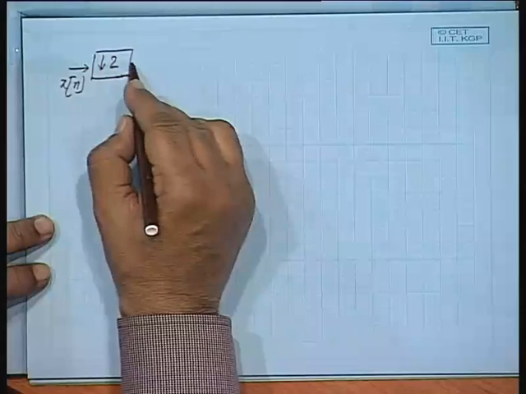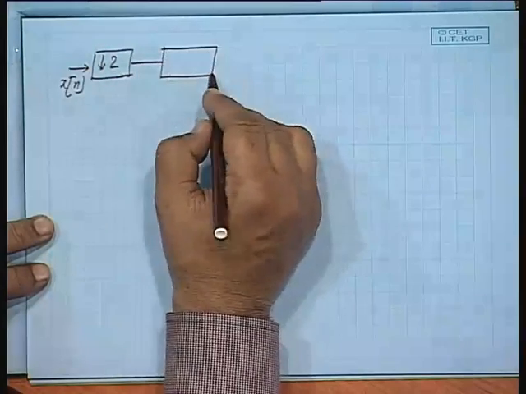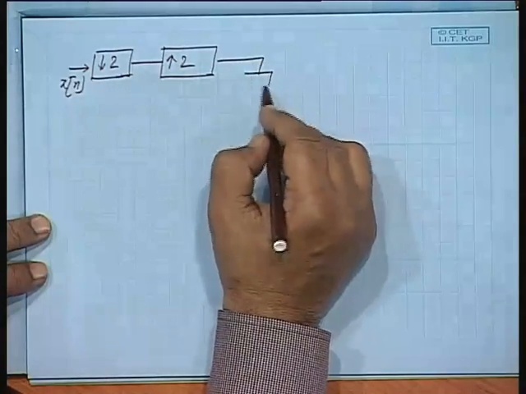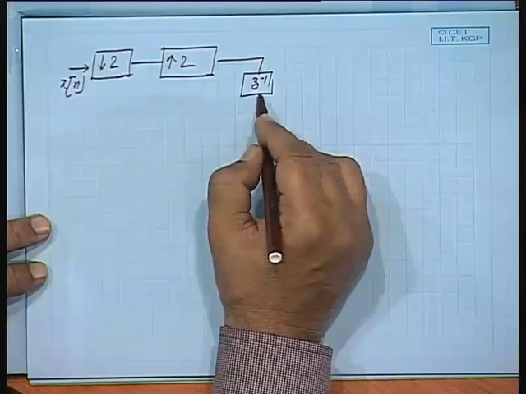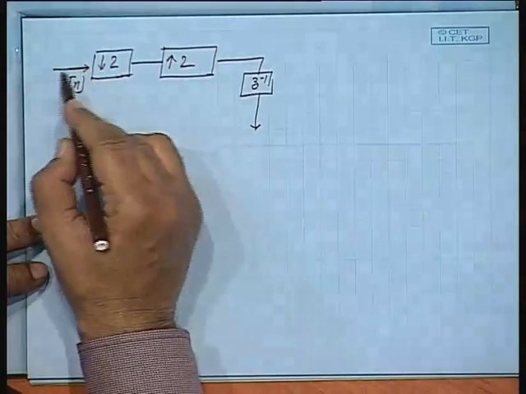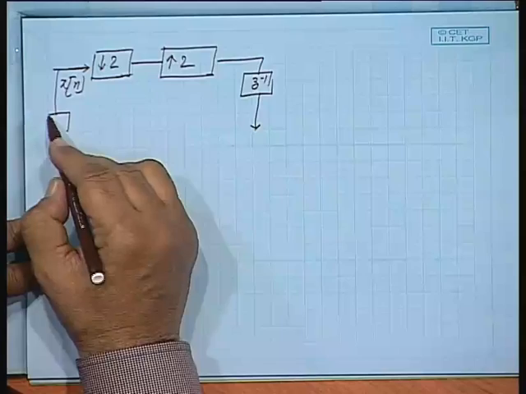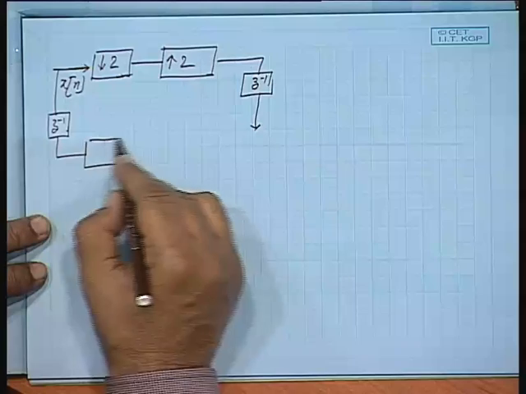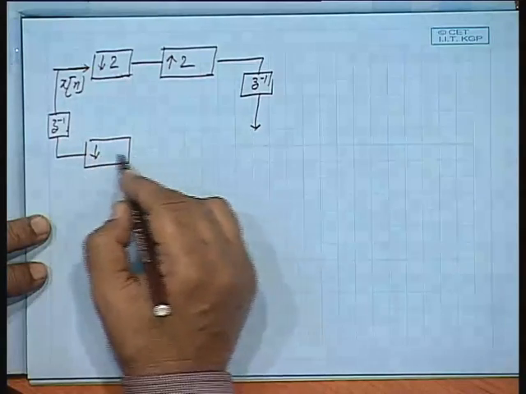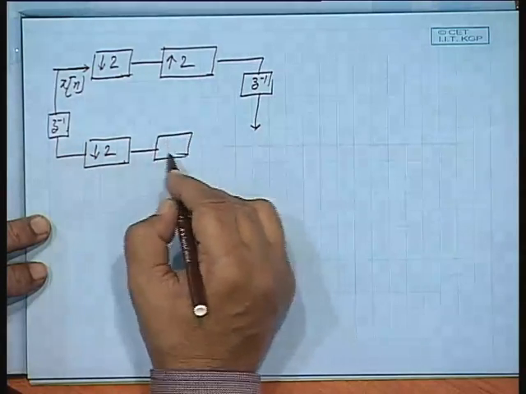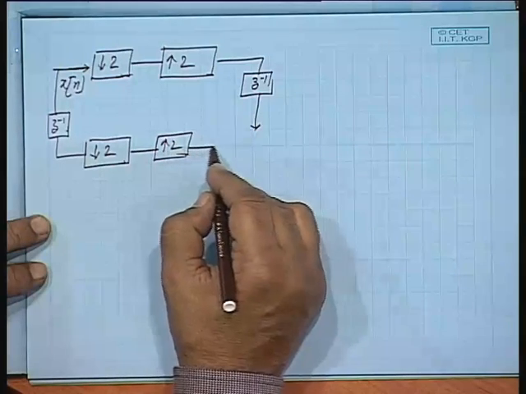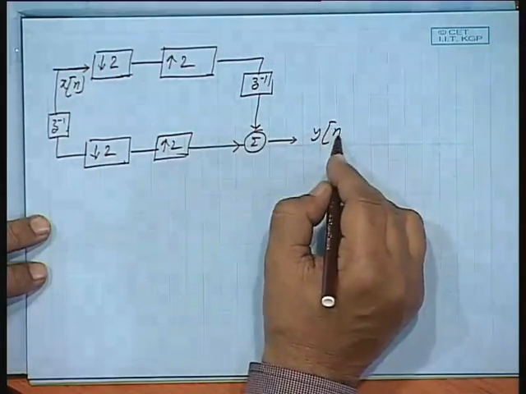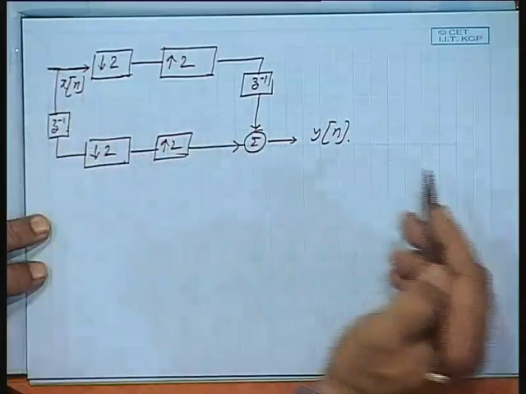A downsampler, which will be downsampling by 2, and an upsampler by 2, then a delay, I get an output. The same input is given to another channel where you have a delay, then a downsampler, then an upsampler, and they are added. Let us see what this yn will be like.